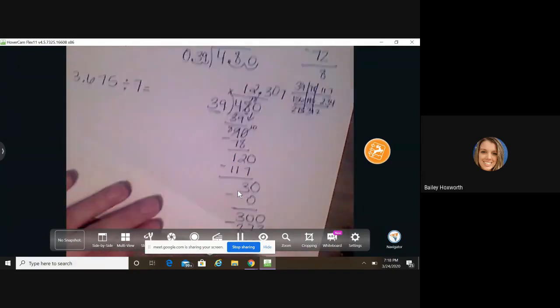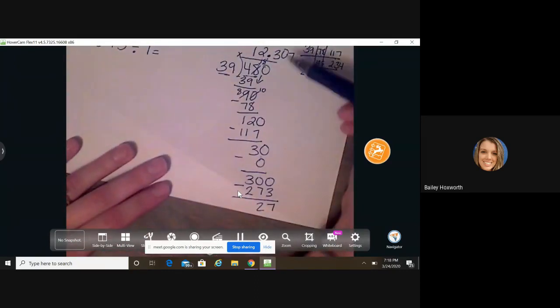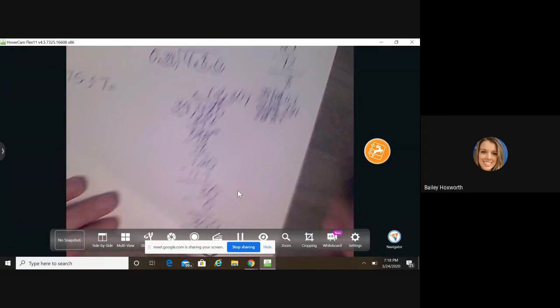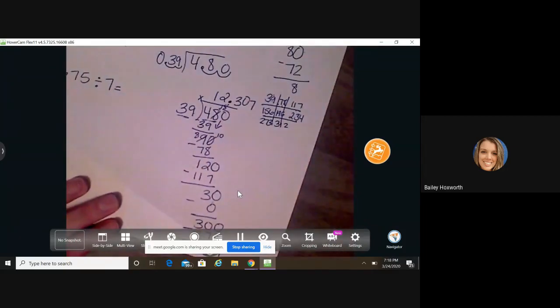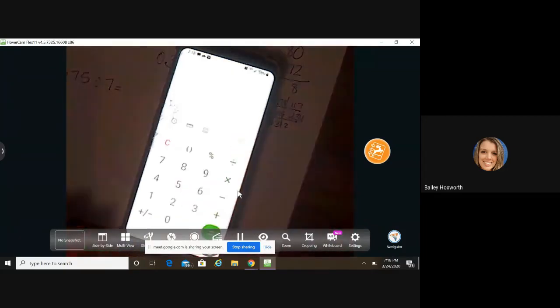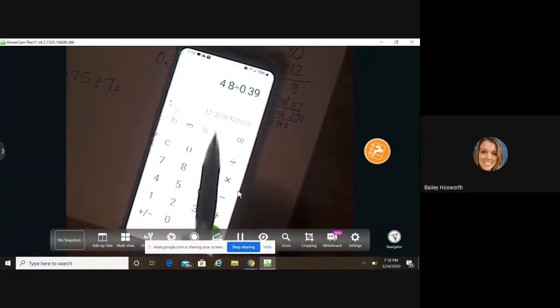So as you can see, once again, this is going to continue. It's going to go on and on forever. So let's check it with our calculator. All right. 4.8 divided by 0.39 equals. And look at that. We got 12.307. Good. Now you see how this number continues on and on forever.